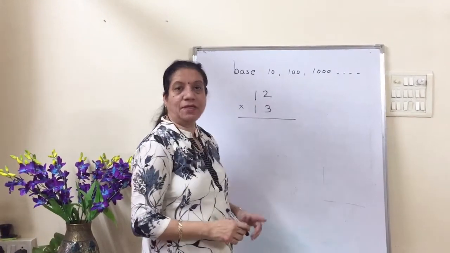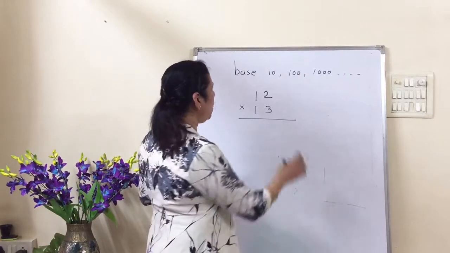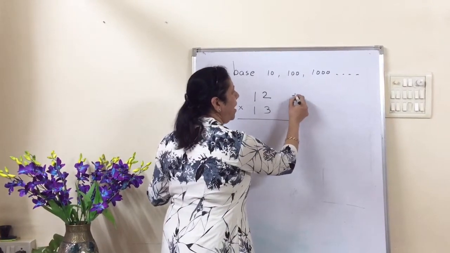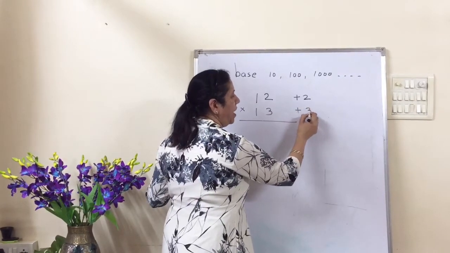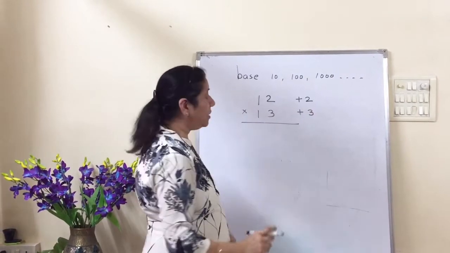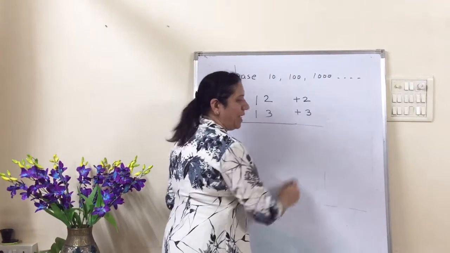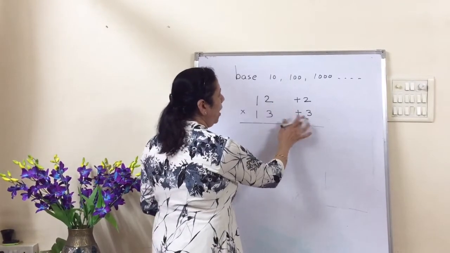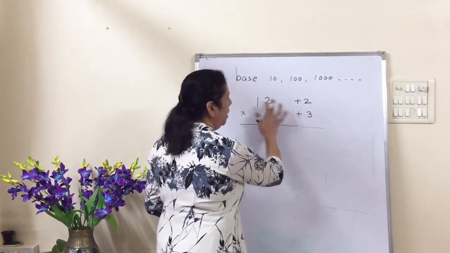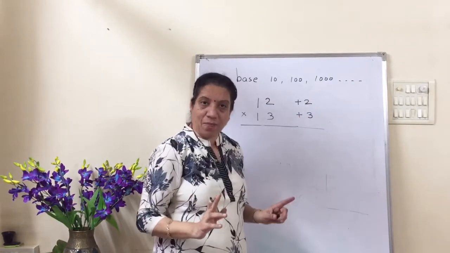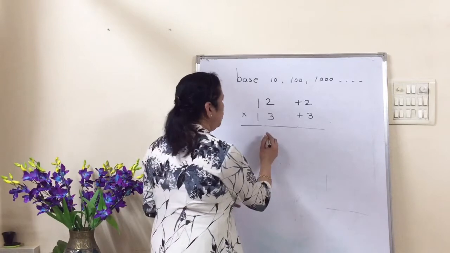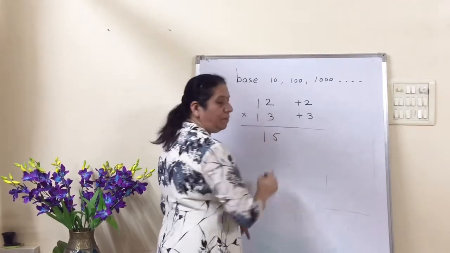Both these numbers are nearer to 10. We know this number is greater than 10 by 2 and this 13 is also greater than 10 by 3. Now listen, what you have to do exactly now. Whenever you see the cross addition, 12 plus 3 or 13 plus 2, you get the same answer, which is equal to 15. So you have to write down 15 here.